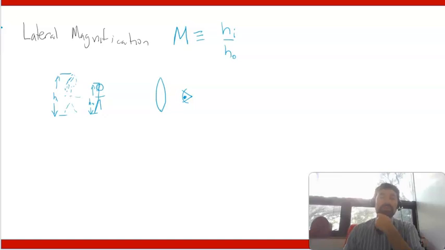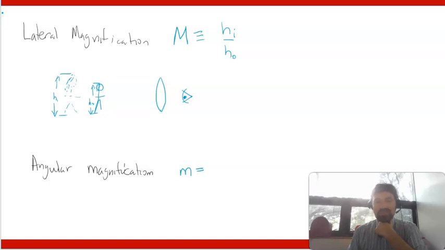Now, what about angular magnification? So angular magnification basically means that the image is taking up a different fraction of, let's call it, your field of view than the object originally would have taken up. So angular magnification, we often use a lowercase m to represent. And so lowercase m, angular magnification, is actually defined as theta of the image divided by theta of the object.